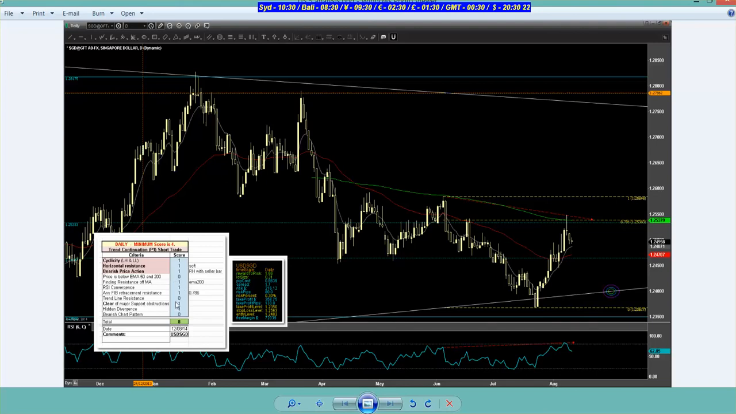RSI trendline resistance, horizontal resistance is a soft one. Yeah, these highs here. I agree, it's reasonably. It's not a strong one. Clear of major support obstructions. Good. I like how you said that. Change that. That's good.